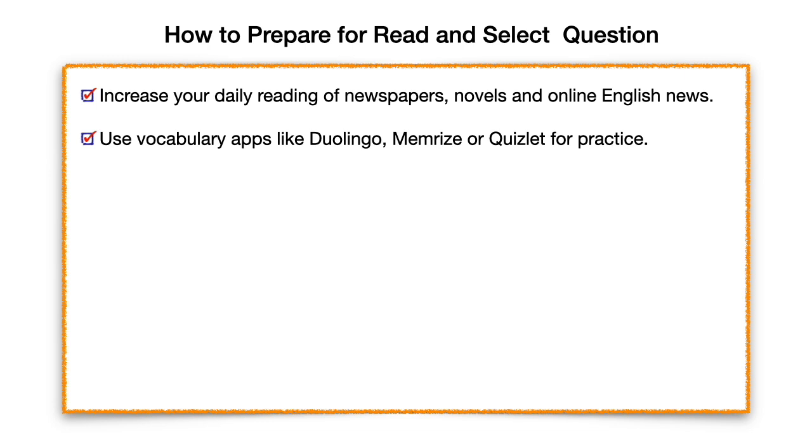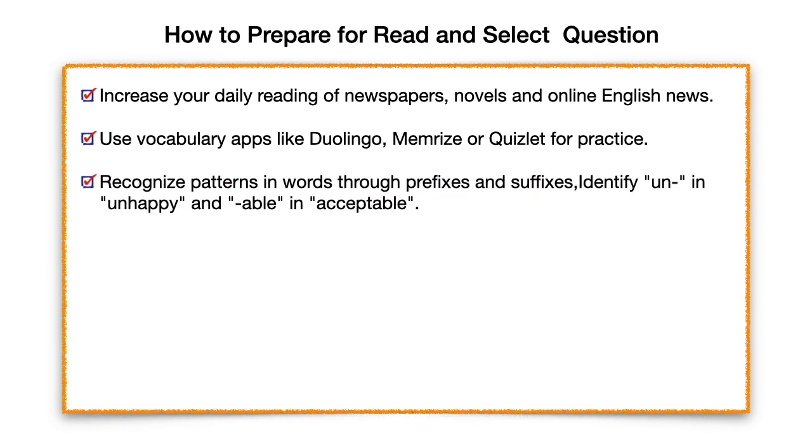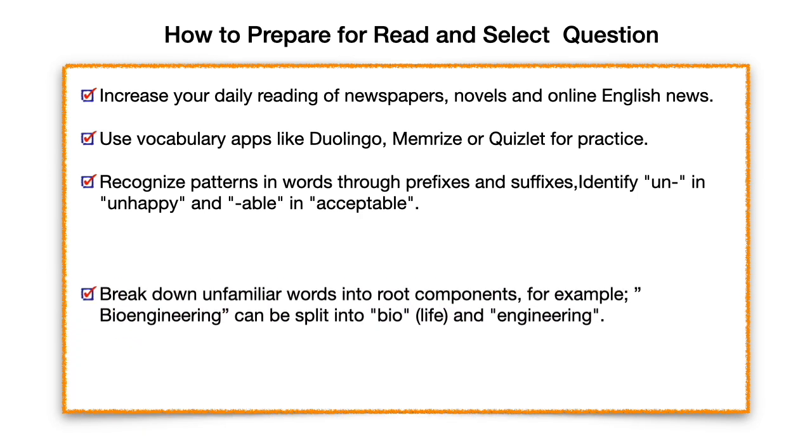Another tip is to recognize patterns in words through prefixes and suffixes. For example, identify un in unhappy and able in acceptable. This will help you quickly identify real words. This only means that when you come across a long word, try to focus on the structure of the word. The word might have suffixes or prefixes attached to it, and we'll have a look at that while we do our practice exercises. Similar to the previous points, you can break down unfamiliar words into root components.